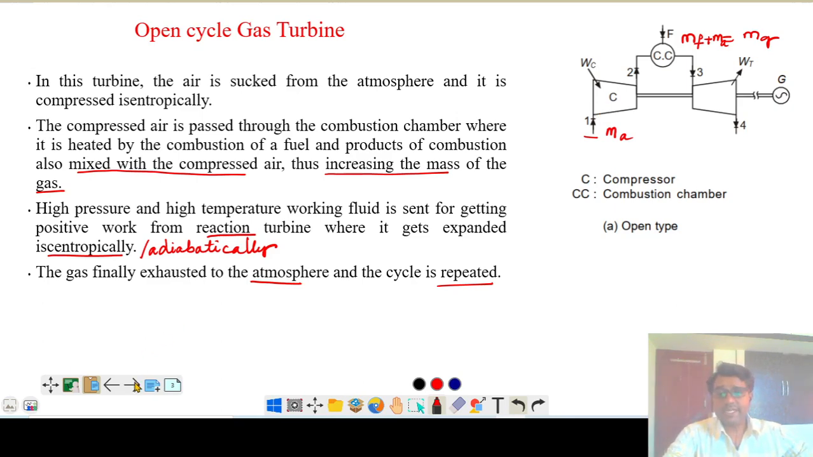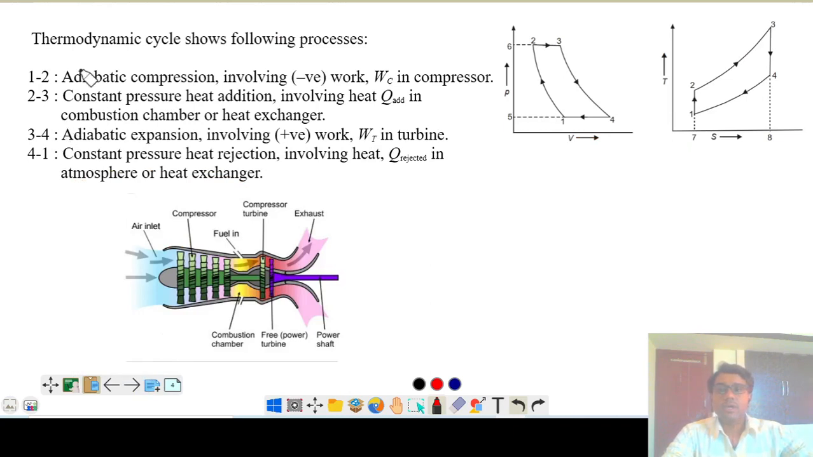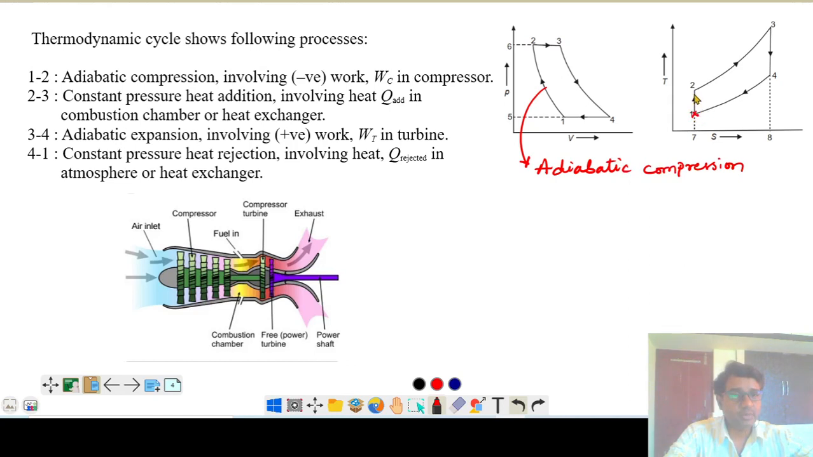If you see the TS diagram, 1 to 2 is adiabatic compression. You observe here, 1 to 2 is an adiabatic compression process, where the pressure is increased from state 1 to 2. At the same time, the temperature is raised from T1 to T2, and the pressure rises from P1 to P2. So, this work is called what?